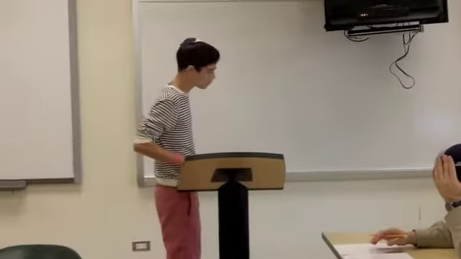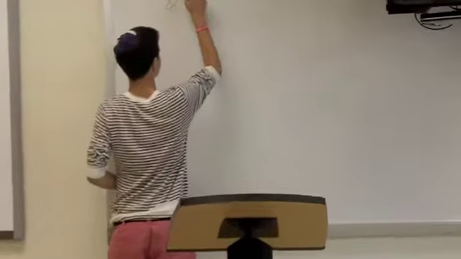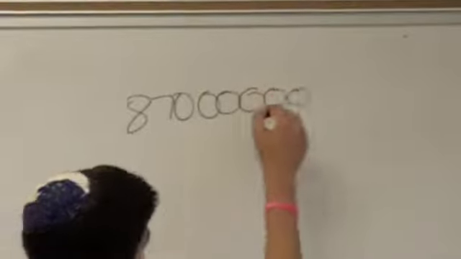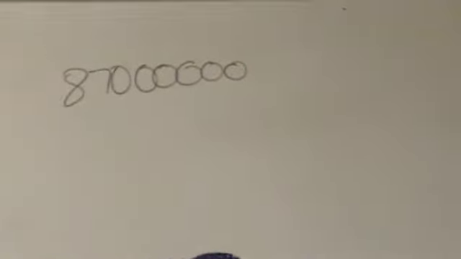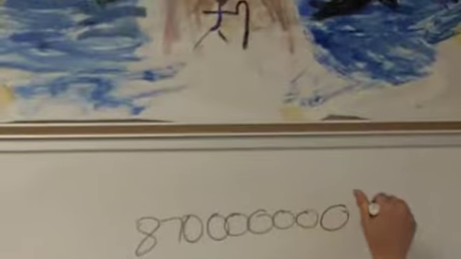Okay, so let's convert 807, like we used before. I'm a teacher, I forget sometimes. How many zeros is it? 7 zeros, okay. One more zero, and the decimal goes here.